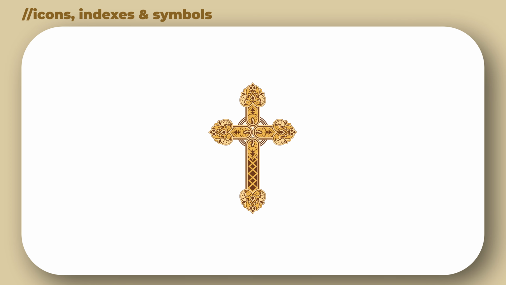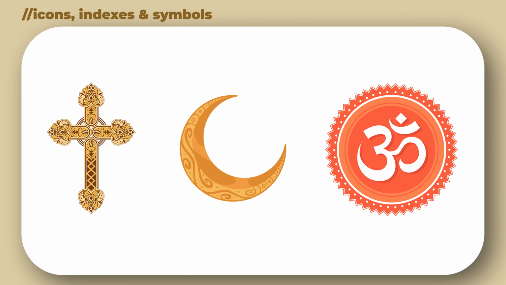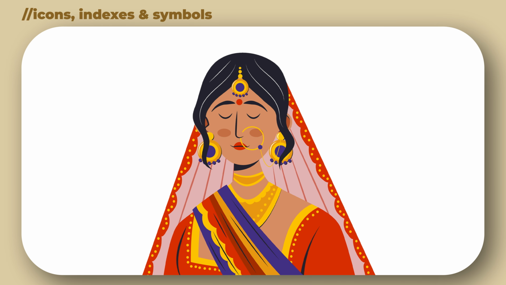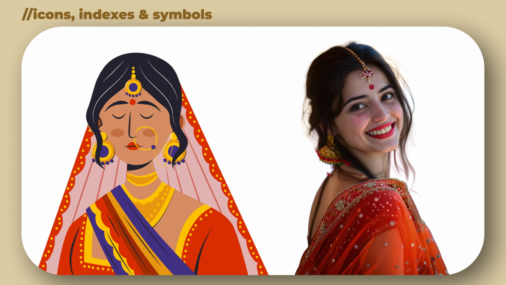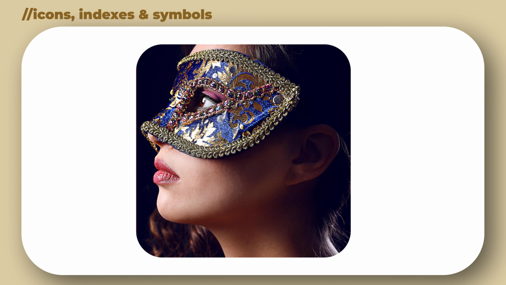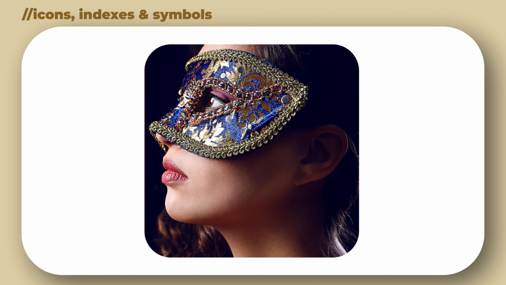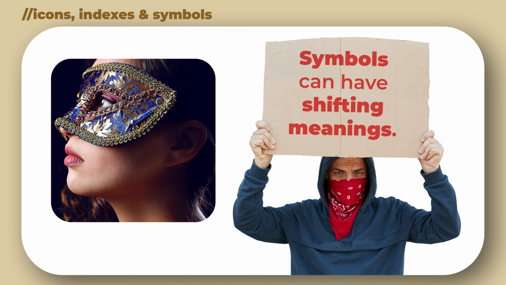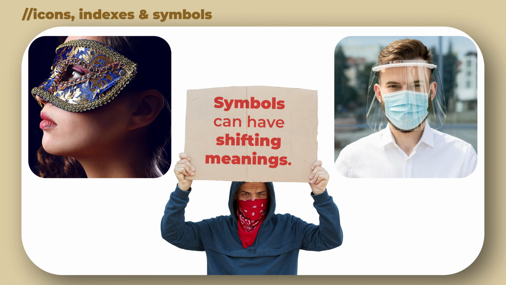Religious icons like the cross, crescent, or ohm are powerful symbols, understood only by shared cultural codes. The middle finger is one of the clearest cultural symbols of insult, instantly understood across contexts. The red dot bindi in India can symbolize marriage, fashion, or even political affiliation, depending on context. And masks carry shifting meanings too. Carnival celebration in Venice, protest anonymity in politics, or fear during the pandemic.